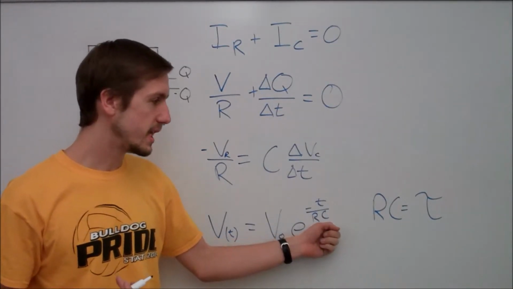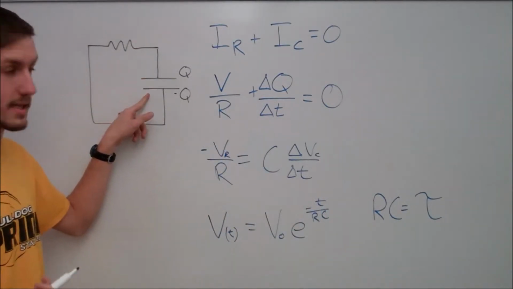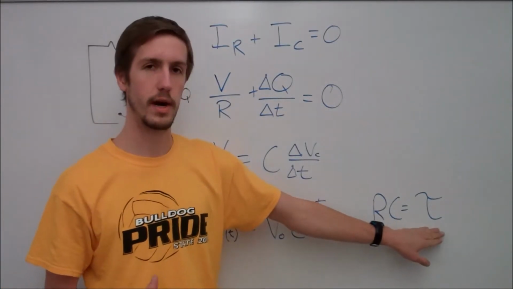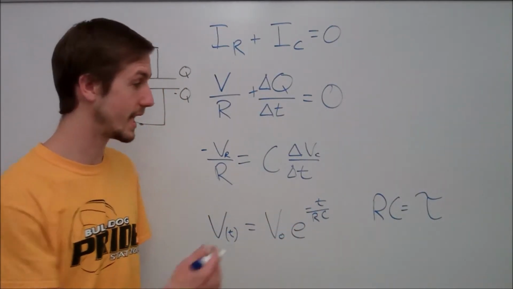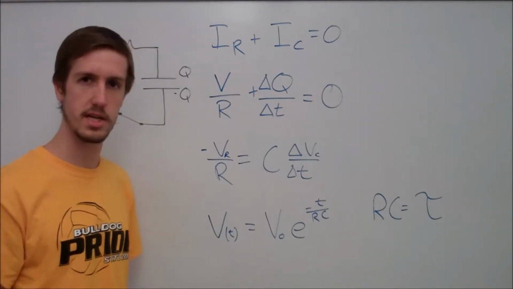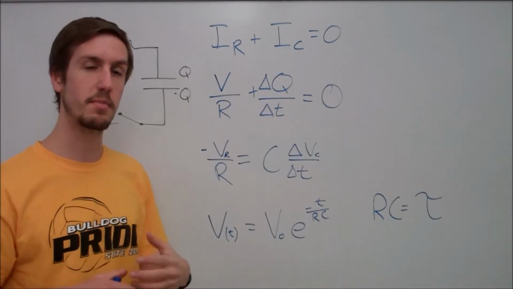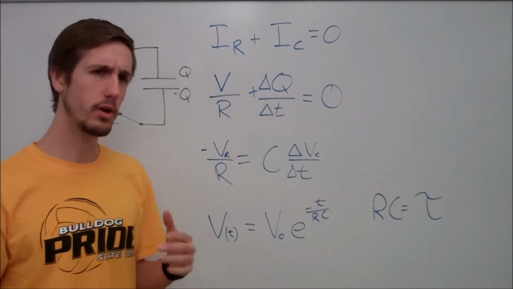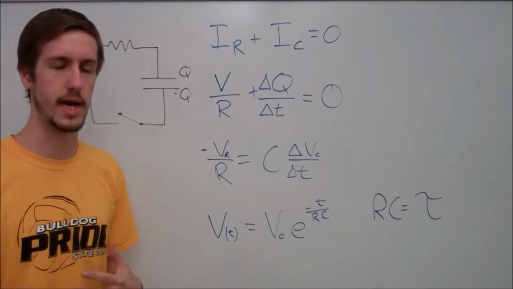Now, this RC, resistance multiplied by the capacitance, is equal to tau, right? We might see negative time over RC, but we can also see it as negative time over tau, which is our time constant. So if I just take my resistor value and multiply it by the capacitance that I have, that is my value of tau. What we're going to look at is how my voltage changes over the amount of time.